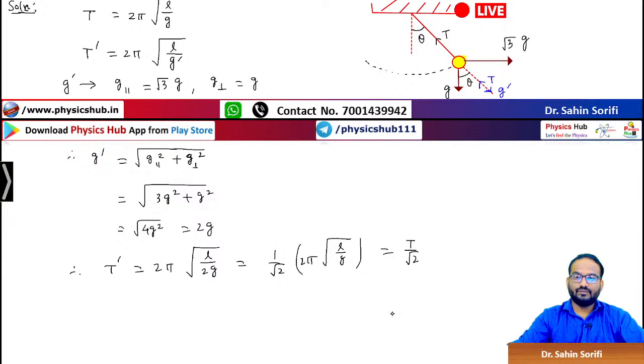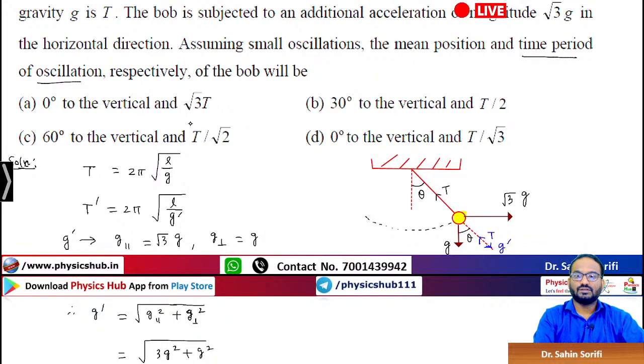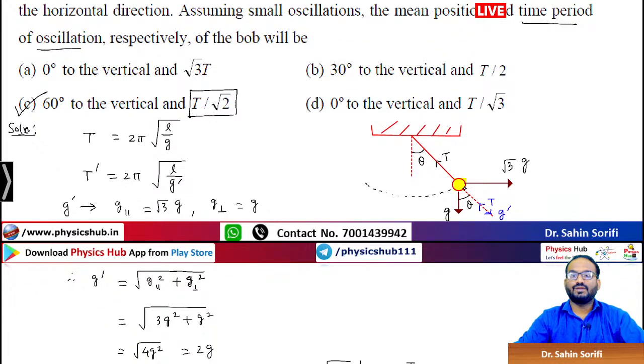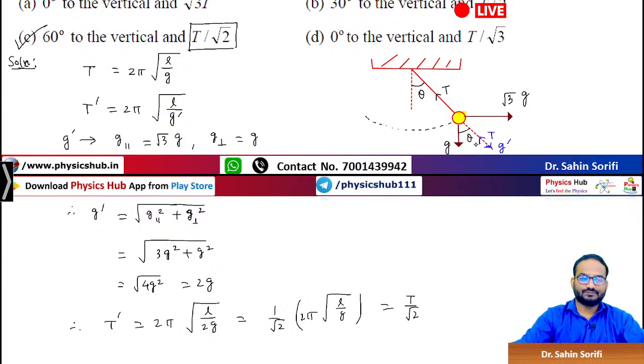Now we need to find out the mean position as well. The time period we have found out, that is t by root 2. So there is only one option. Even if you do not calculate in the examination, you will get option C. But let's see how the effective mean position of the bob will be 60 degree to the vertical. So it is actually talking about finding the value of theta, right?